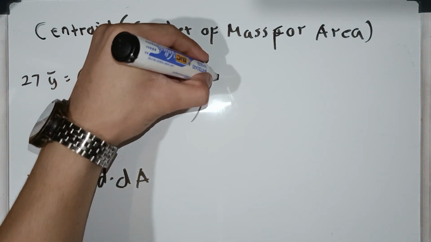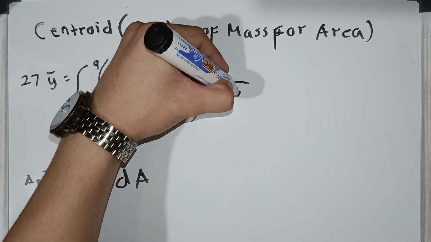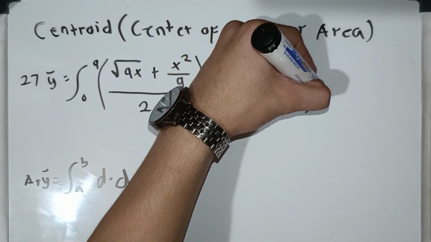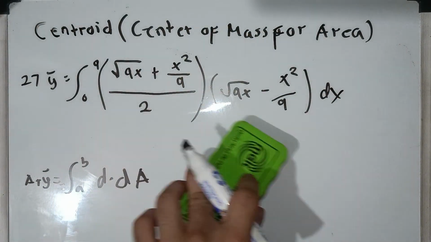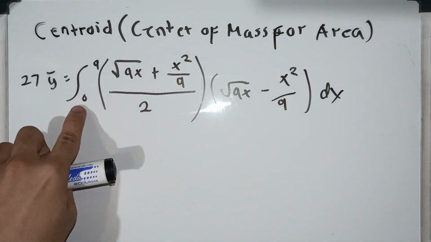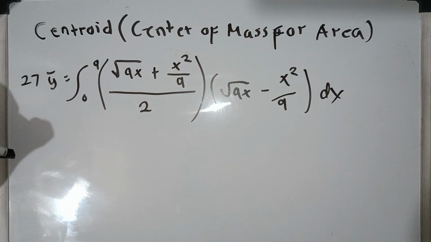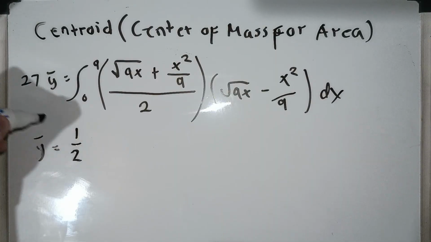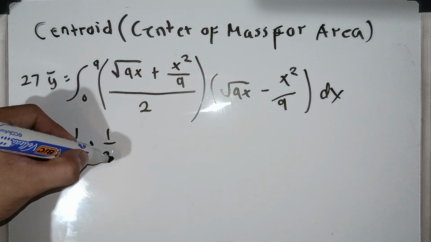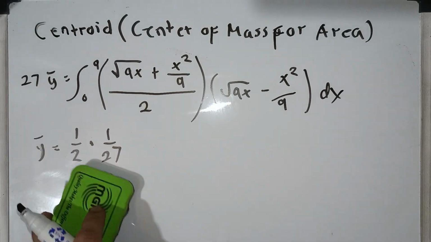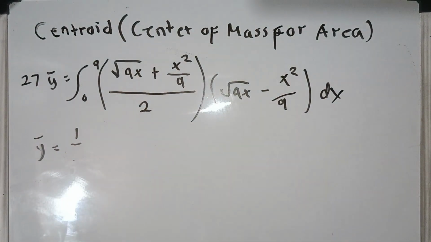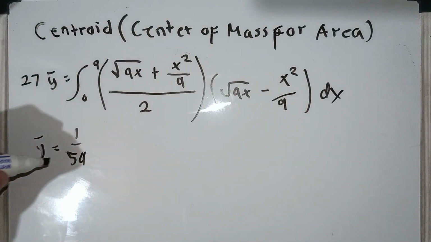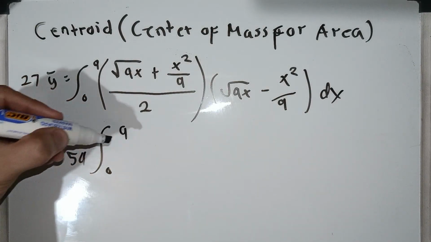So multiplied by the square root of 9x minus x squared all over 9 multiplied by dx. We have here the 2, so let's put it here, and the 27. So that is now y bar is equal to 1/2 multiplied by this one, so 1 over 27. So multiply this one, that will become 1 all over 54 multiplied by the integral from 0 to 9.